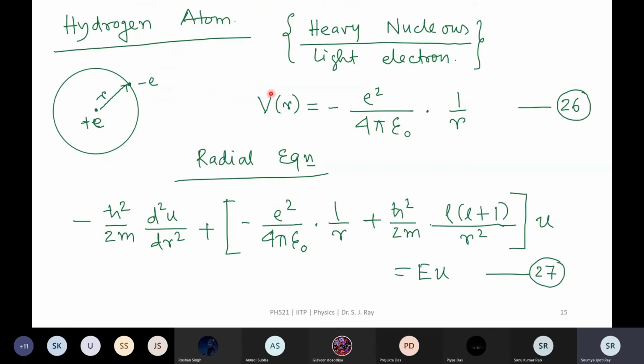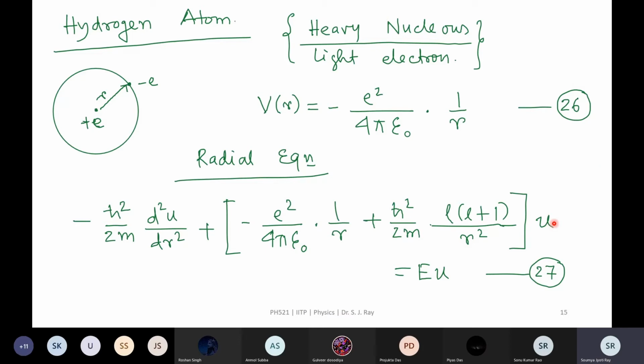For the hydrogen atom problem, as I said earlier, we have a nucleus and an electron, and the nucleus is heavier than the electron. So it is a heavy nucleus and light electron problem. The potential between the electron and the nucleus will be minus e square divided by 4 pi epsilon naught times 1 by r. The negative sign tells us that it's an attractive potential. If we plug this V(r) into the earlier equation, we get this expression: the kinetic energy term, and within the bracket a 1 over r term and a 1 over r square term.